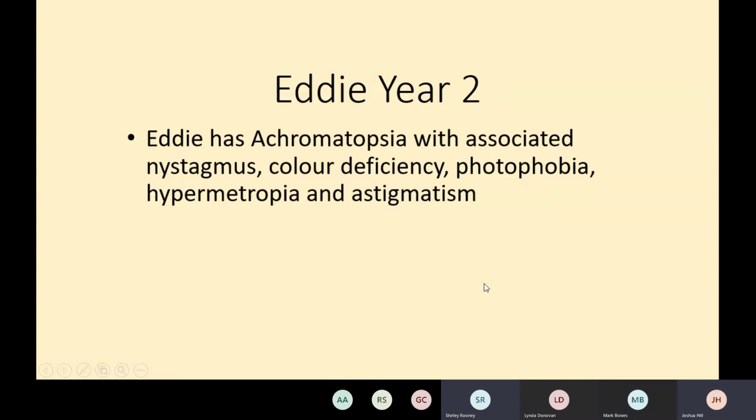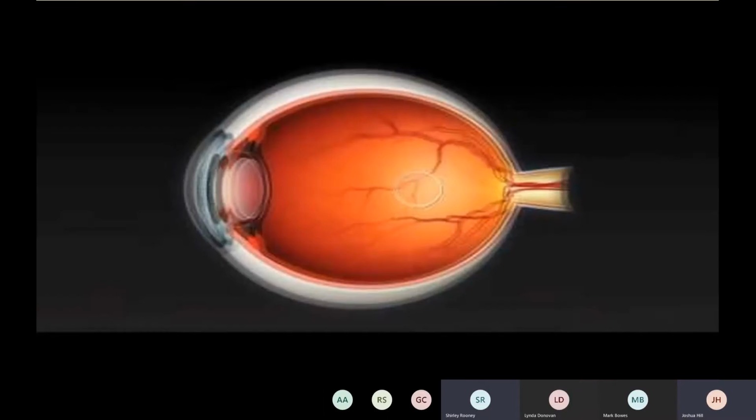Hello, I'm Shirley, one of the QTVIs. Now, Eddie is 7 years old. He's coming to the end of year 2. As a baby, he was diagnosed with achromatopsia, which is absence of colour vision. He has nystagmus, which is a constant rocking eye movement. Photophobia, sometimes referred to as hemeralopia, which is aversion to glare. Hypermetropia, which is a bit of long sight, and astigmatism, which is a misshapen curve of the eye. We're going to take you through to a video clip now, which is an adult in America with these eye conditions.